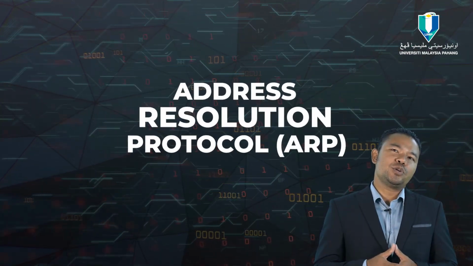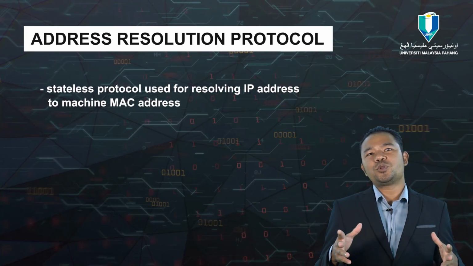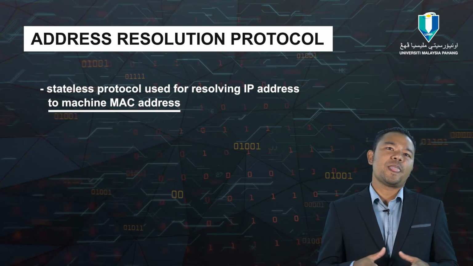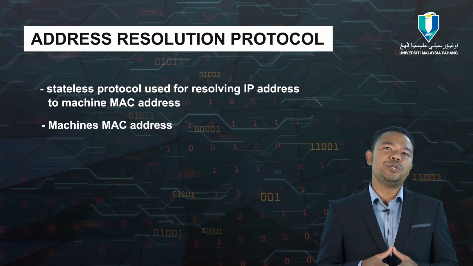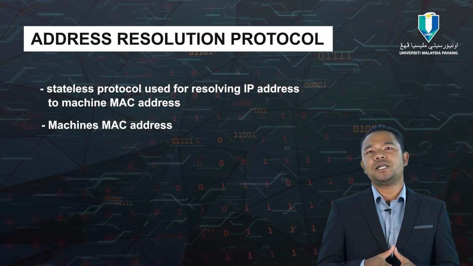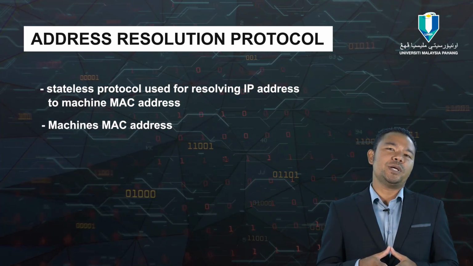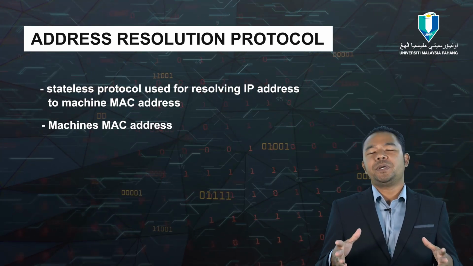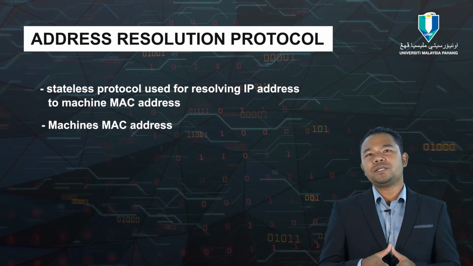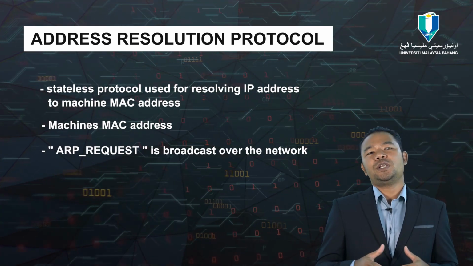What is Address Resolution Protocol, ARP? ARP is a stateless protocol used for resolving IP addresses to machine addresses. All the network devices that need to communicate on the network broadcast an ARP query to discover other machines' MAC addresses. When one machine needs to communicate with another, it looks up the IP address in the ARP table. If the MAC address is not found in the table, the ARP request is broadcast over the network.